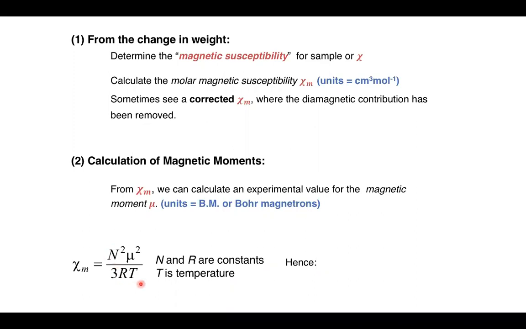Here, N, R, and T are all constants, well, T is the temperature, N and R are constants. And so that means that if we know the magnetic susceptibility, we can determine the magnetic moment. Since we can fill in the values of N and R, we end up getting this term, where the magnetic moment is equal to the square root of 2.83 times the magnetic susceptibility times T, the temperature. So the magnetic moment is going to be temperature dependent.